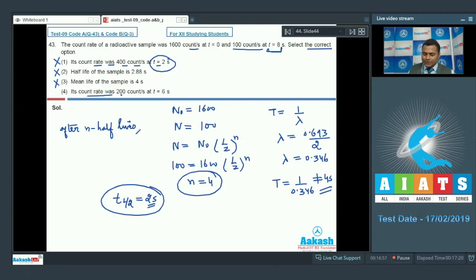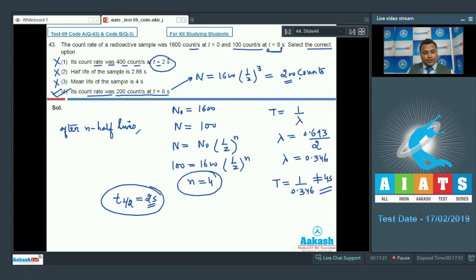The count rate was 200 counts at t equal to 6 seconds. At t equal to 6 seconds, 3 half-lives have gone. So left amount is equal to initial amount times 1 by 2 to the power number of half-lives, that is 3. So obviously we will get 200 counts. It means option number 4 is absolutely correct. So we will go with option number 4, and that is the answer.